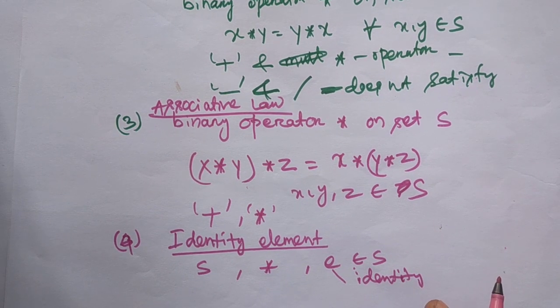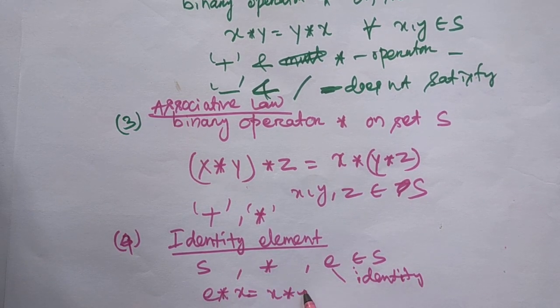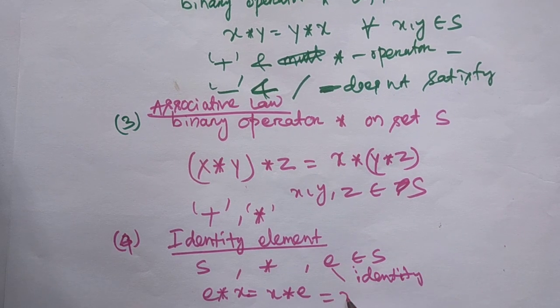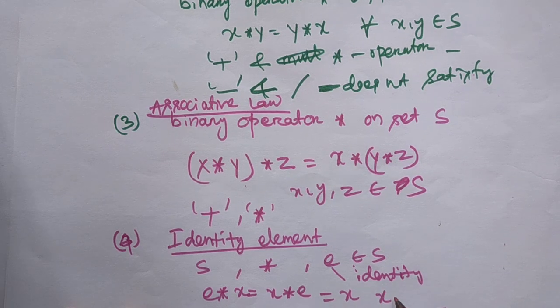Then, if this identity element is considered with the binary operator star, E star x is equal to x star E, where the operator can be multiplication, addition, like this. Which is equivalent to x, so when I multiply or add with the identity element, we get the same value, where x belongs to S.